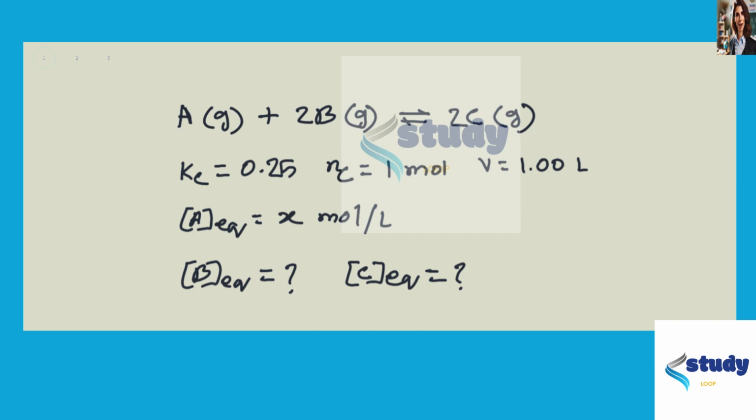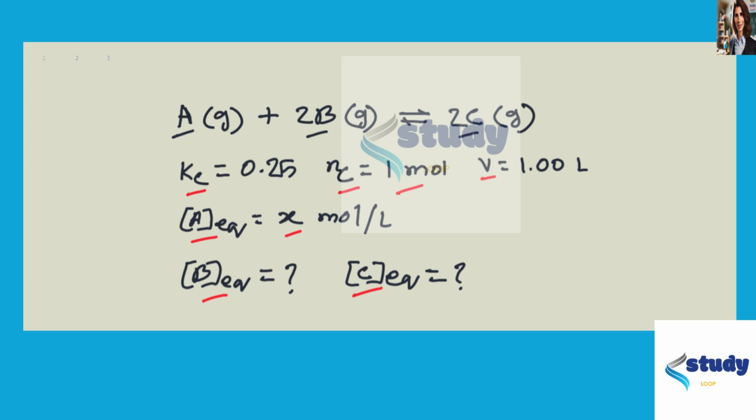So in this problem, we are given a hypothetical reaction where A is reacting with 2B to give us 2C. We are given the value of the equilibrium constant in terms of molarity. We are given the number of moles of C which is present initially in the reaction. We are given the volume of the reaction vessel, and we are given the equilibrium concentration of A in terms of X. And in the first part of this question, we have to find out the equilibrium concentration of B and C in terms of X.